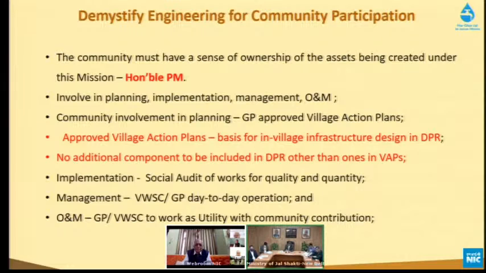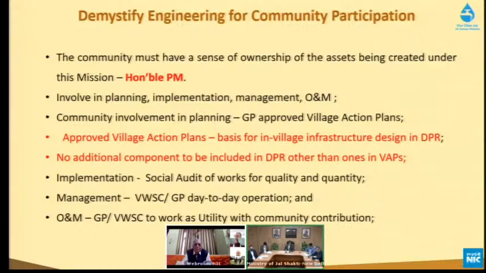Then the community is again involved by approving these village action plans. The village action plans have to be approved by the Gram Panchayats and the community. And please understand that there will not be any additional component included in the DPR for funding which is not part of the village action plan. So the VAP is a comprehensive document that would include all your estimated assets. The assets that you include as part of the estimate, nothing will go beyond that. So it will be a very comprehensive document by itself.